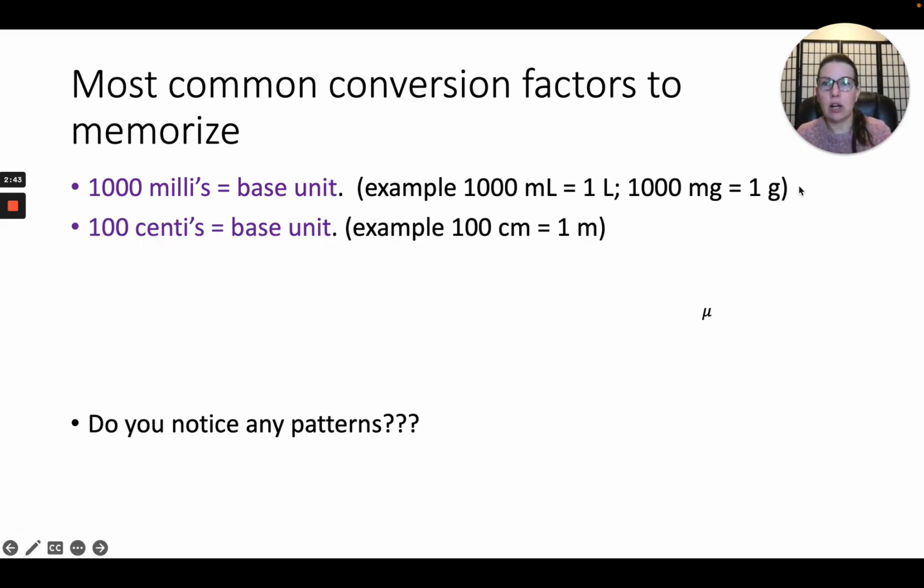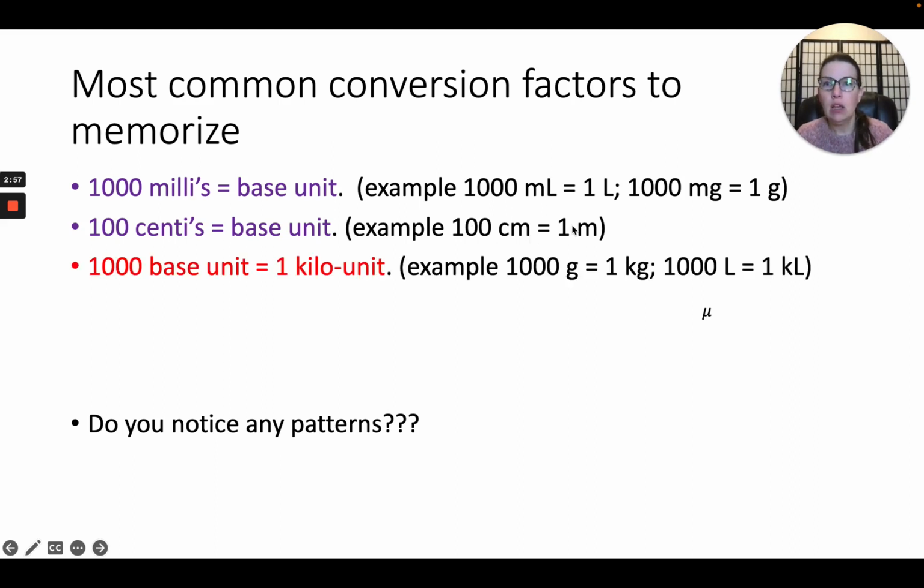Okay, let's see what our next one is. Another one you should memorize is that 100 centiliters, centigrams, centimeters equals 1 base unit. So for example, 100 centimeters equals 1 meter. Another example is that 1,000 of a base unit equals 1 kilo whatever, 1 kilo unit. For example, 1,000 grams equals 1 kilogram. 1,000 liters equals 1 kiloliter.